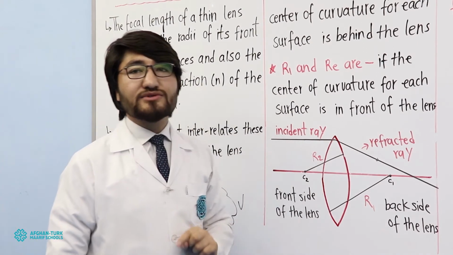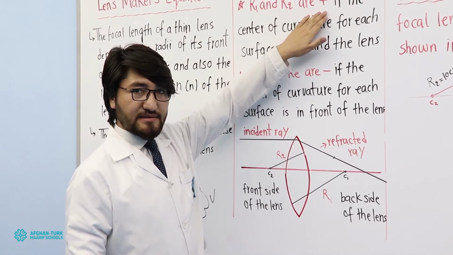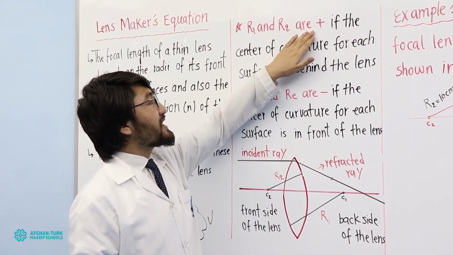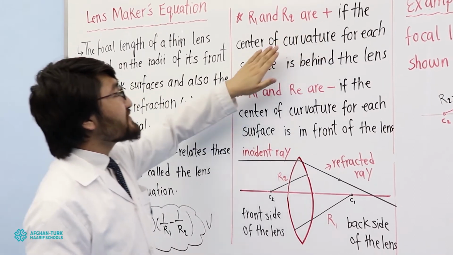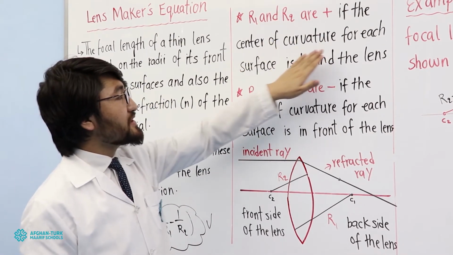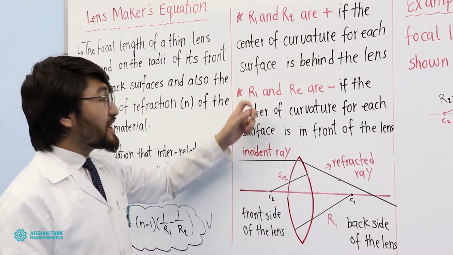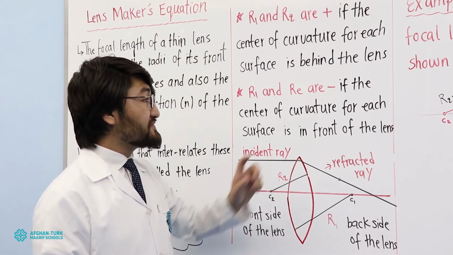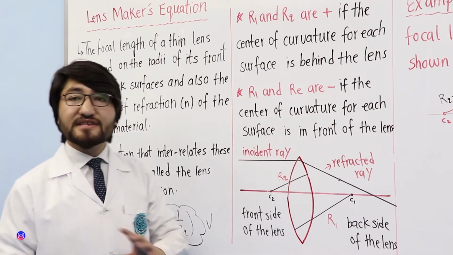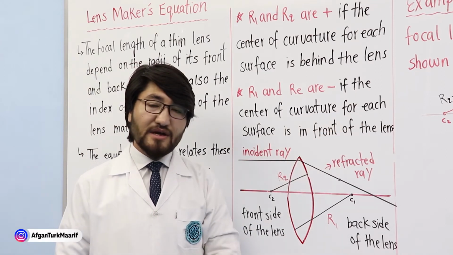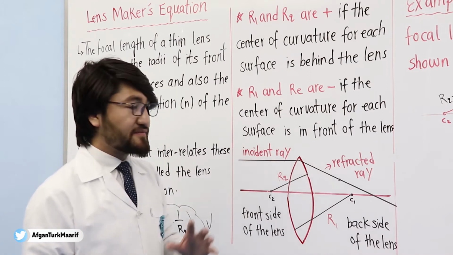Remember this line: R1 and R2 are positive if the center of curvature for each surface is behind the lens. And R1 and R2 are negative if the center of curvature for each surface is in front of the lens. What is the front and what is the back of the lens?